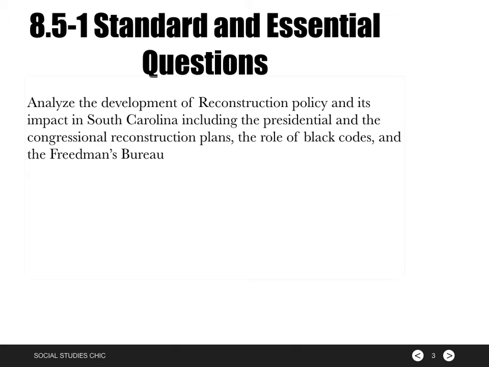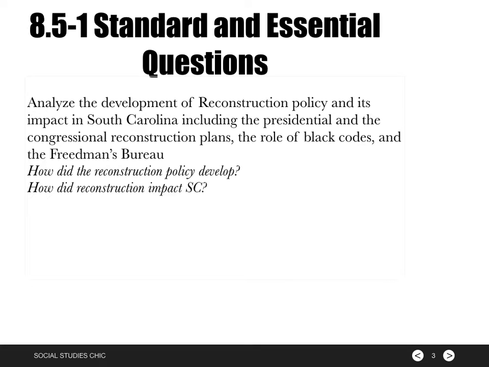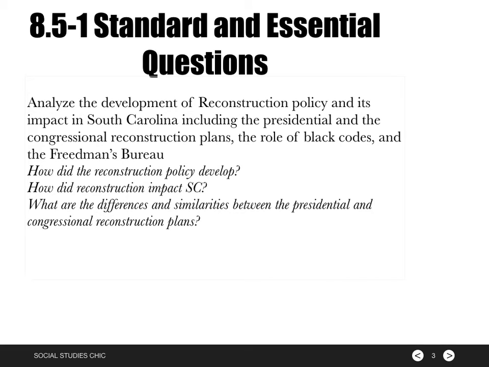The essential question number 1 is, how did the Reconstruction policy develop? Number 2 is, how did Reconstruction impact South Carolina? What are the differences and similarities between the presidential and congressional Reconstruction plans? What role did Black codes play in Reconstruction? And how did the Freedmen's Bureau assist in Reconstruction?